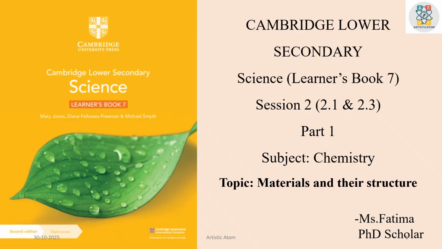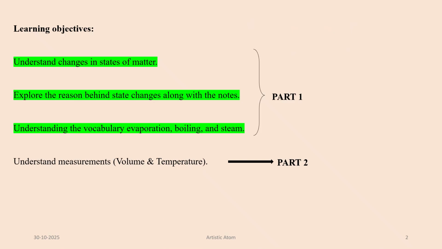So let's see which topics we are going to cover. The topics that we are covering are highlighted in green color. That is understanding changes, states of matter, explore the reason behind the state change, along with the notes, understanding the vocabulary: evaporation, boiling, and steam. Since these topics are very important, I've divided them into two parts.